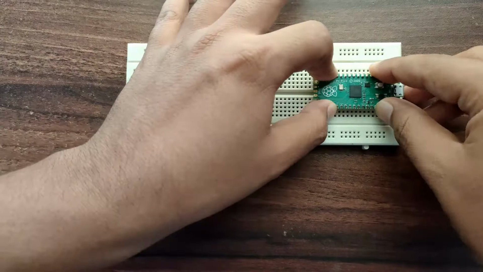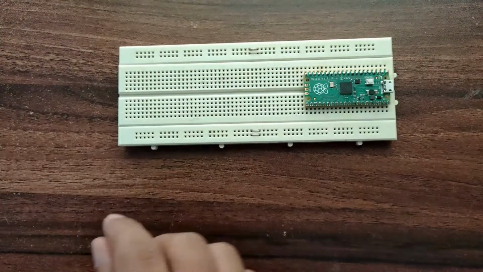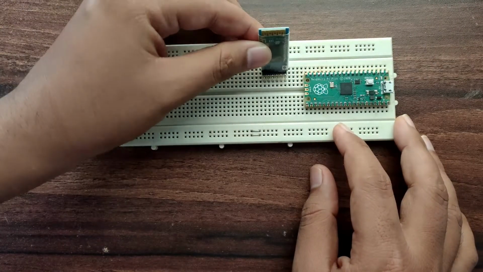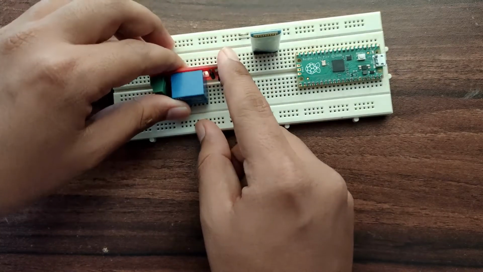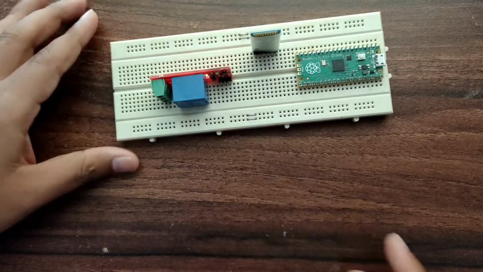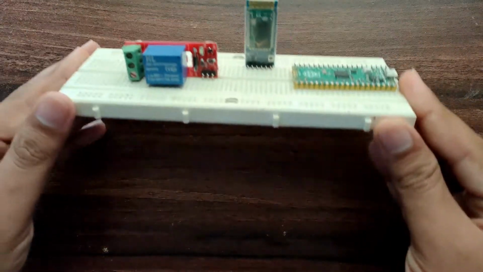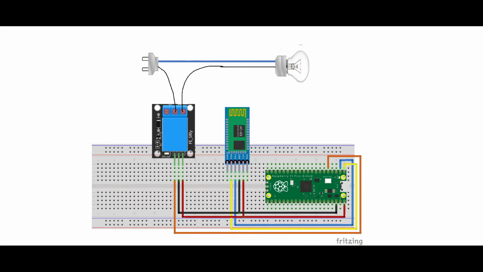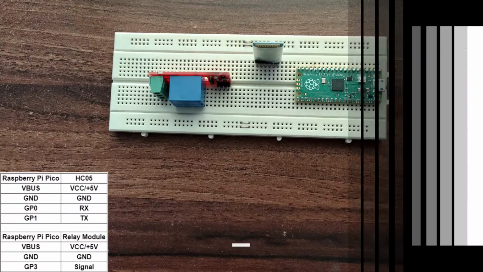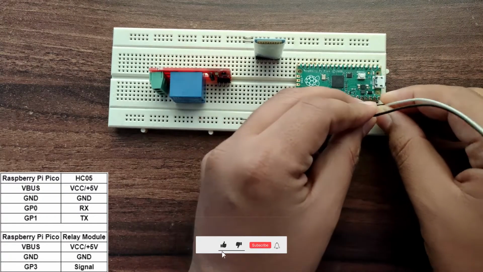So let's do the connection. First, let's mount all the components on the breadboard. Okay, like this I have mounted. This is the connection diagram of our project. You can find the connection diagram link in the description. So let's do the connection as per the connection diagram.